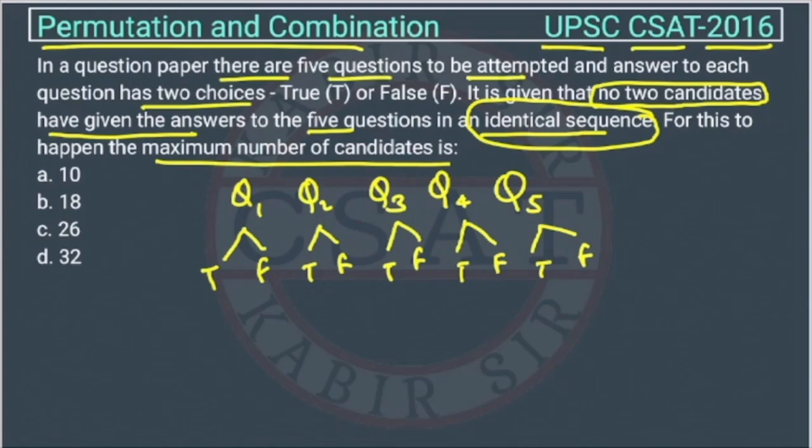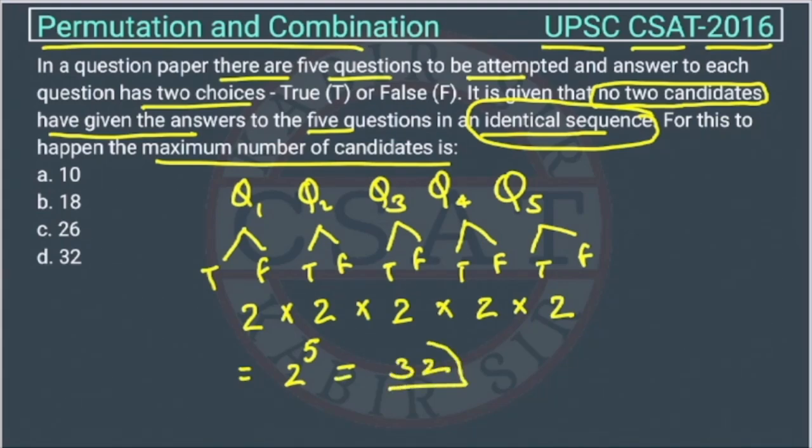So अगर आप देखो यहाँ पे Q1 के लिए how many options we have? 2, right? So Q1 can be answered in 2 ways. Similarly Q2 can be answered in 2 ways, Q3 in 2 ways, Q4 in 2 ways, and Q5 in 2 ways, right? So this will be equal to 2 raised to 5. तो कितना हो जाएगा? This is equal to 32, right? So there can be 32 candidates, because we have to find the number of candidates.